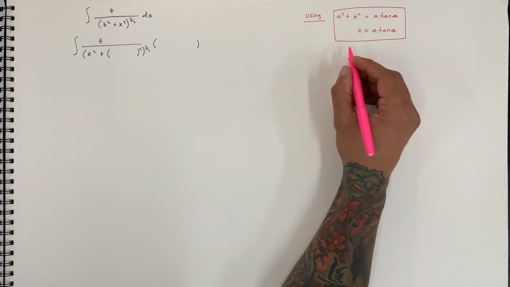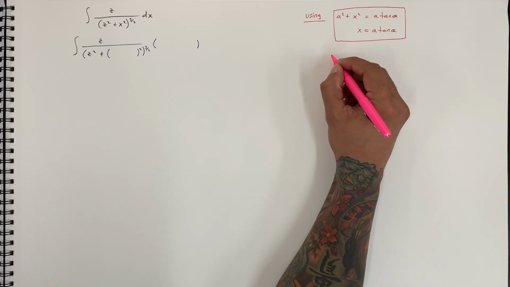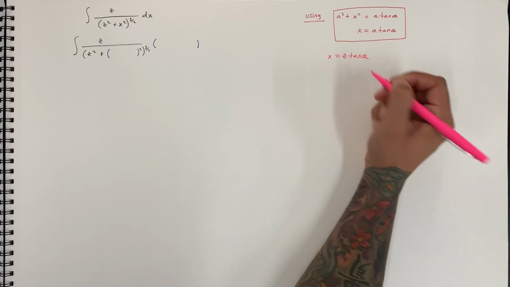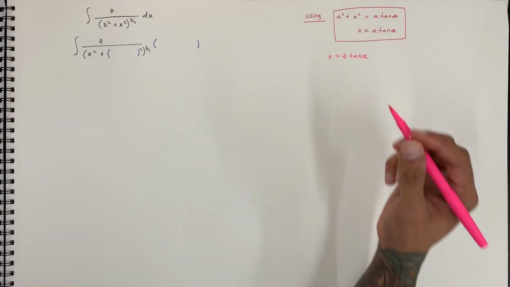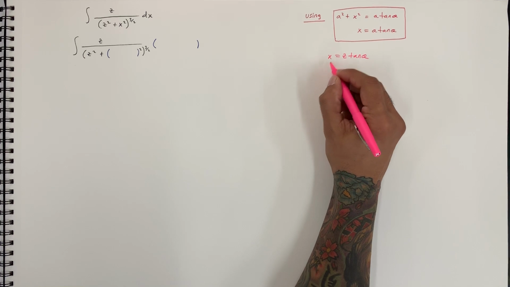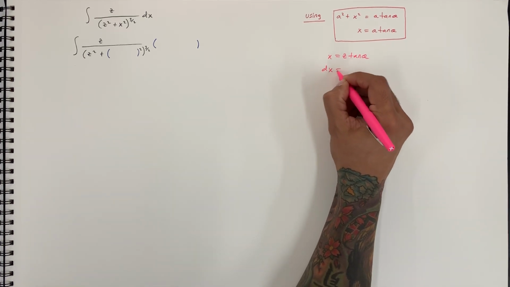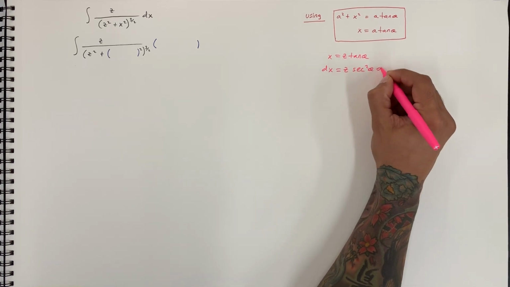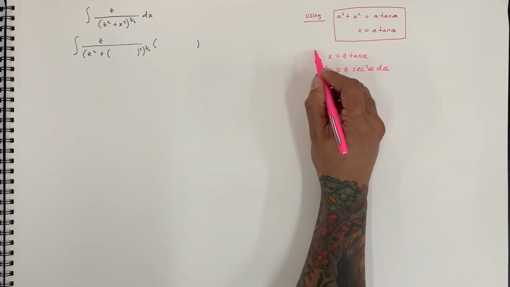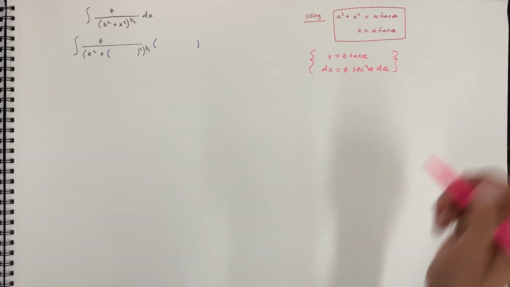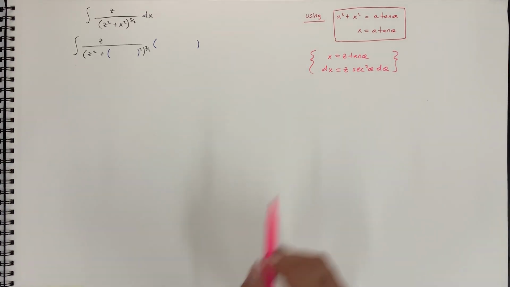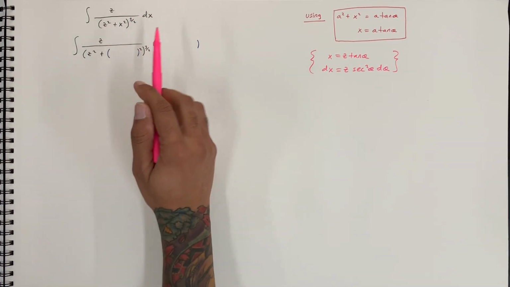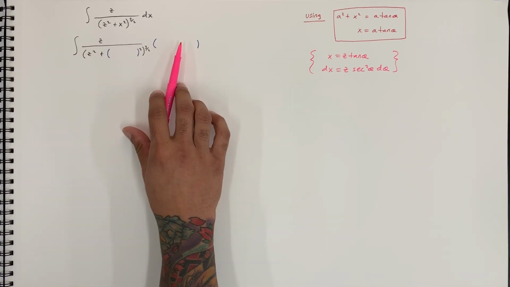And so if we do that, our trig substitution is going to be x equal to z tangent theta. Then we're going to take the derivative of x to get dx. So we're going to have dx equal to z secant squared theta d theta. And so this is our trig substitution, and we're going to substitute these two values into this equation. I've outlined here where exactly we're going to put them.